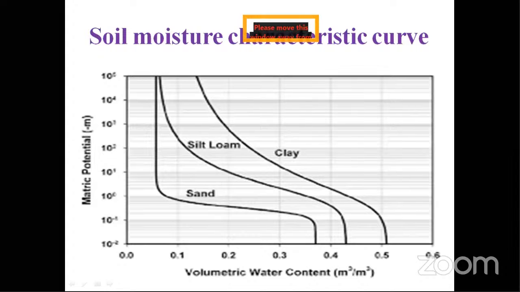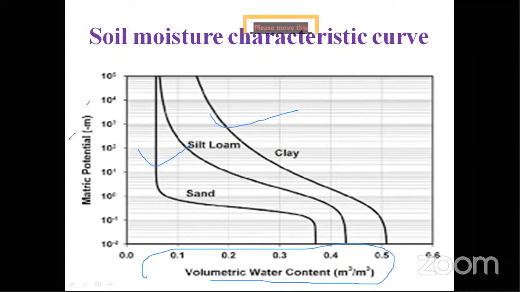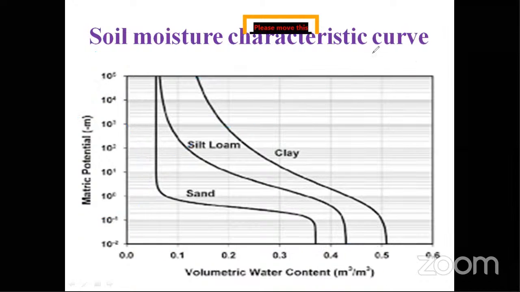Here we can see, as we discussed, it is L-shaped in the case of sandy soils, and it is almost straight with the bends on ends in clay soil. Here we can see the relationship between water content and matric potential, that is soil moisture tension. If more amount of water is there, less amount of energy is required. If less amount of water is there, more amount of energy is required for extracting water. That is the concept of soil moisture characteristic curve.